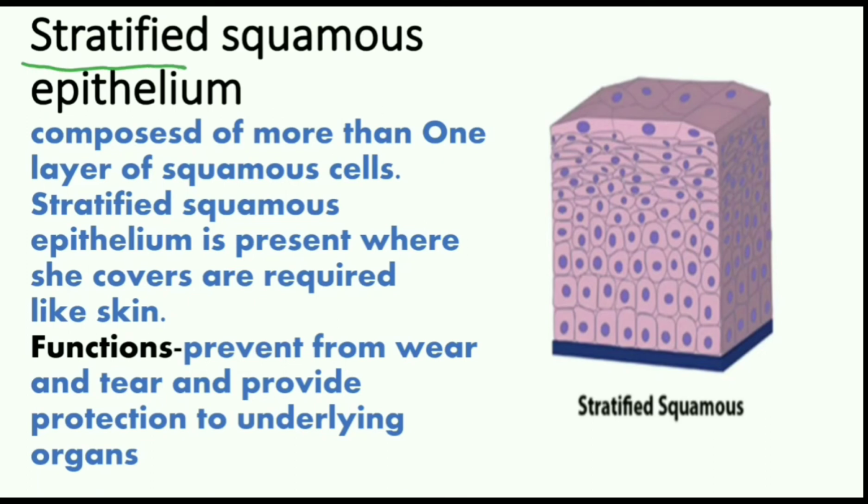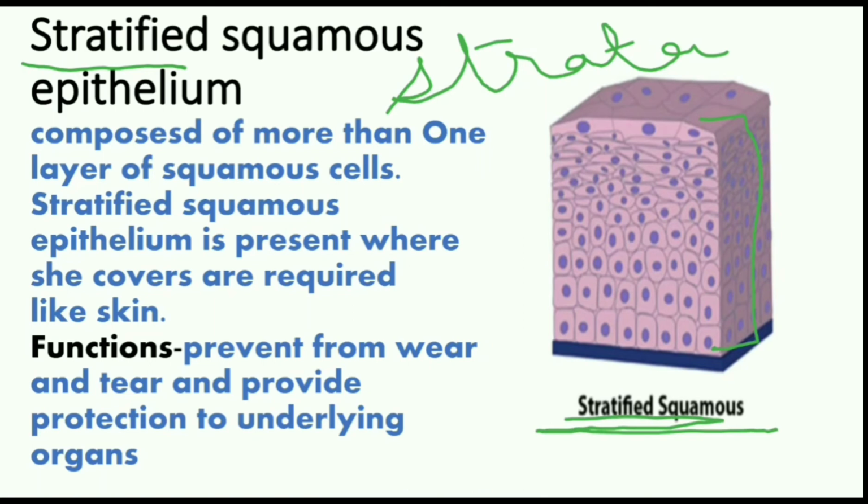Then we have stratified squamous epithelium. The word stratified originated from the word strata, which means layers. So squamous epithelium arranged in many layers is known as stratified squamous epithelium, which consists of a large number of cells arranged in layers. The main function of this layer is to prevent the body from wear and tear and provide protection to the underlying organs or tissue.